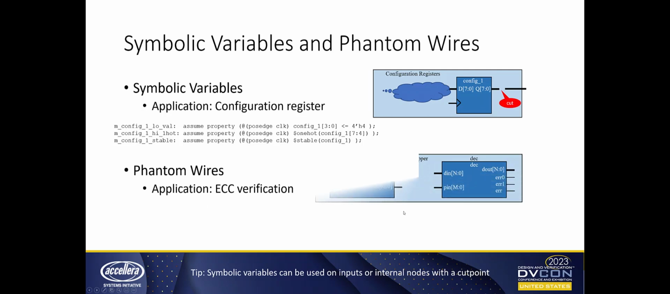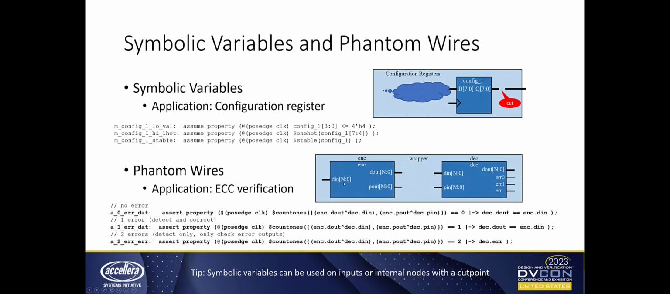Formal can also drive undriven wires in your design. So let's say you're going to verify an encoder decoder that might be wrapped around a memory to correct for flipped bits. You just instantiate these in a wrapper. Formal is going to drive the input, which controls the outputs, all possible values here.